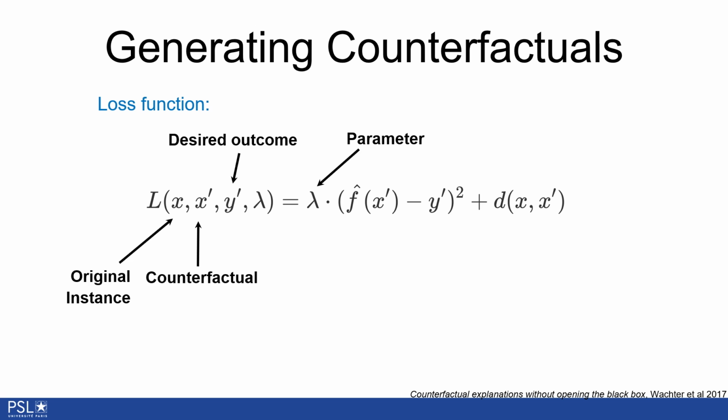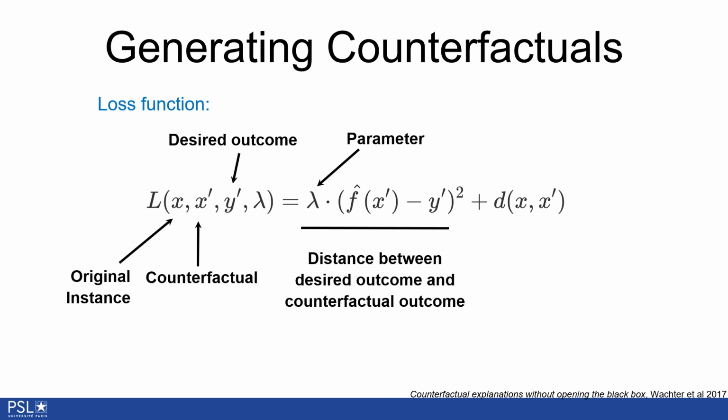The loss function consists of two terms. The first is the distance between the desired outcome Y prime and the counterfactual outcome, meaning the output of the black box model F in response to the counterfactual input X prime. Minimizing this term ensures that the requested output Y prime is produced as closely as possible. This was the first desired property that we listed for counterfactuals.